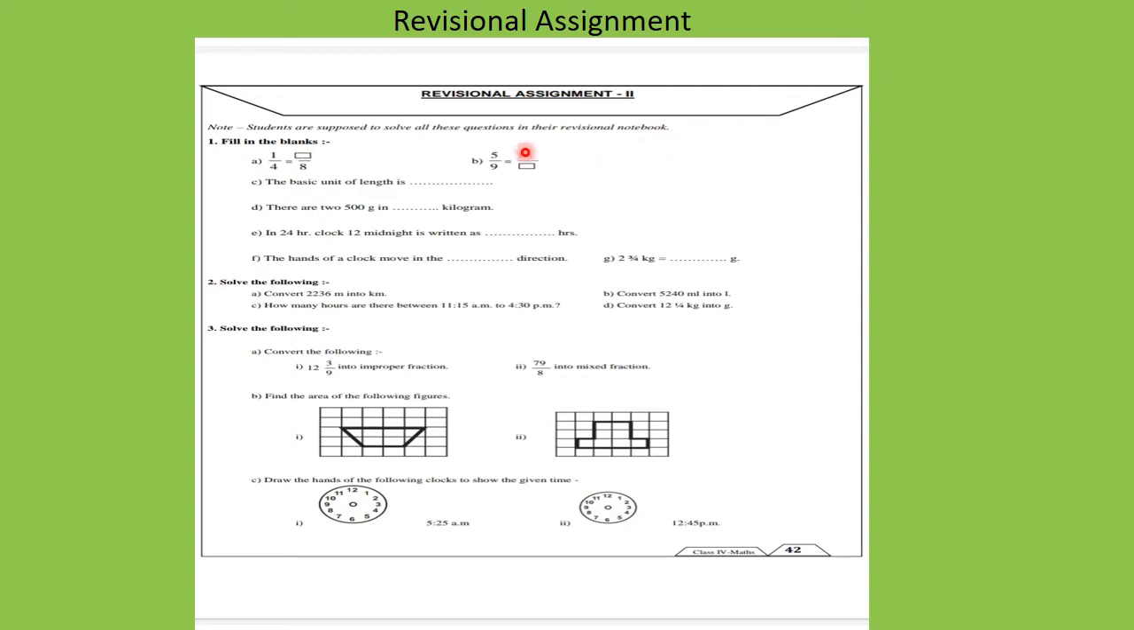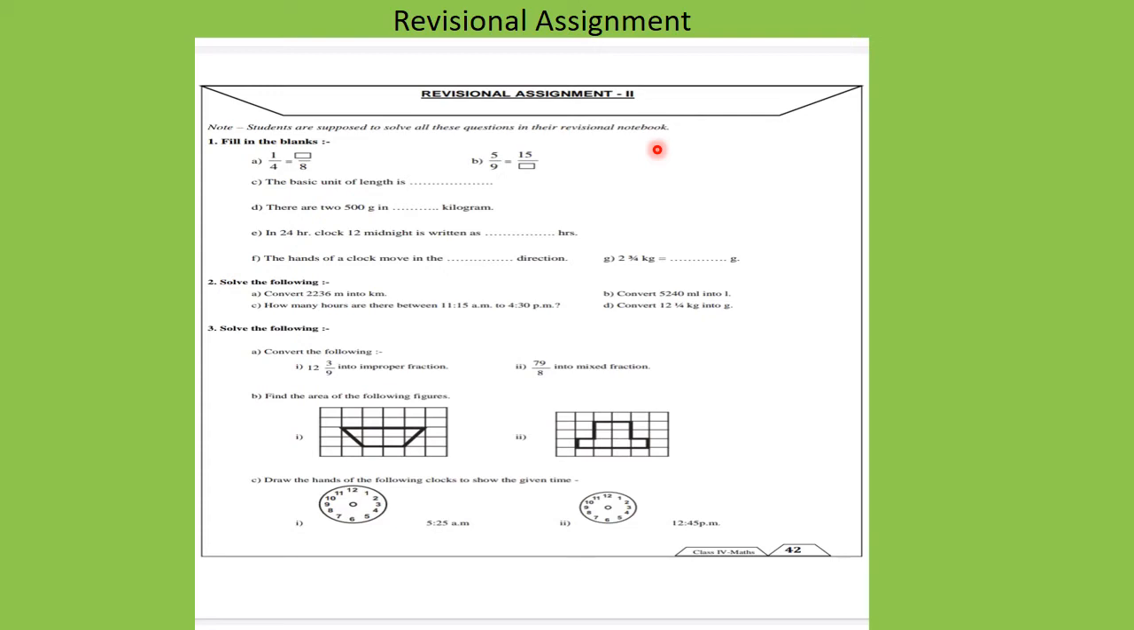Here, one thing we have to keep in mind is that students are supposed to solve all the questions given as the revisional assignment in their revisional notebook. In case you do not have one, you can solve these questions in your rough notebook where you usually practice your math sums. Okay, so we are starting with question number 1.